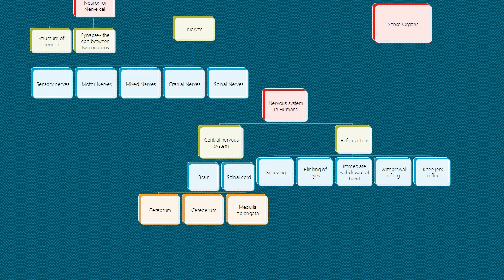Then the nervous system in humans has two classifications, that is central nervous system and the reflex action. Under central nervous system we have two parts, brain and spinal cord. Under brain we have cerebrum, cerebellum, medulla oblongata, and for reflex action we have five categories: sneezing, blinking of eyes, immediate withdrawal of hand and knee jerk reflection, and the last one is sense organ.